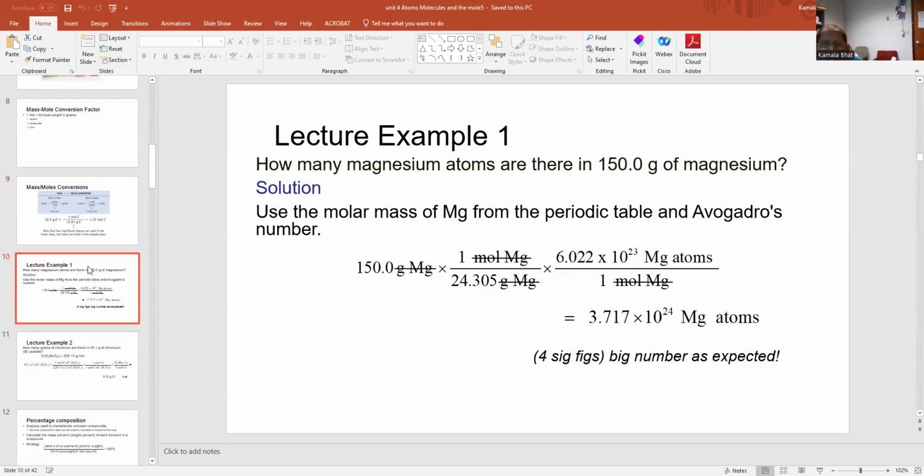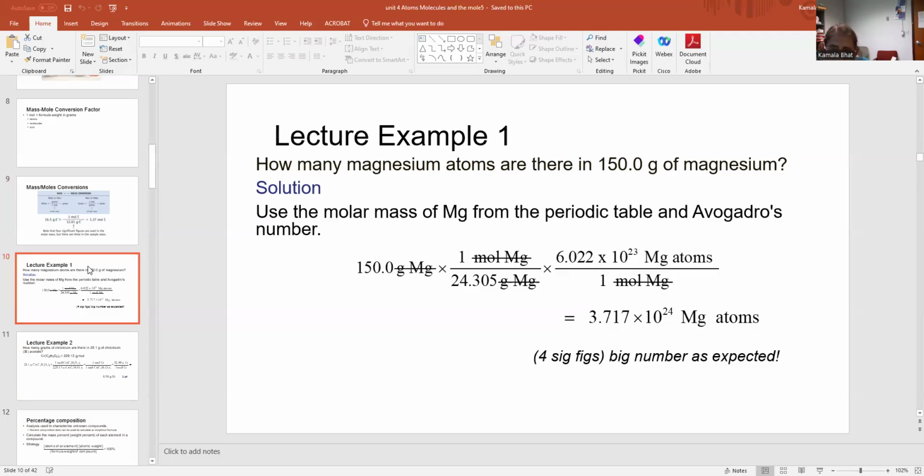Now, this is another example of how to do conversion from grams to atoms. So how do we do it? Very simple. Convert the grams of magnesium to moles of magnesium. How does one do that? You use the conversion factor 1 mole magnesium divided by 24.305 grams of magnesium.